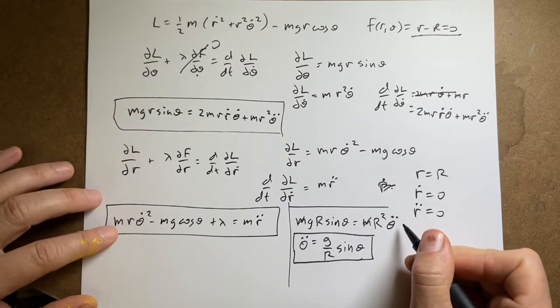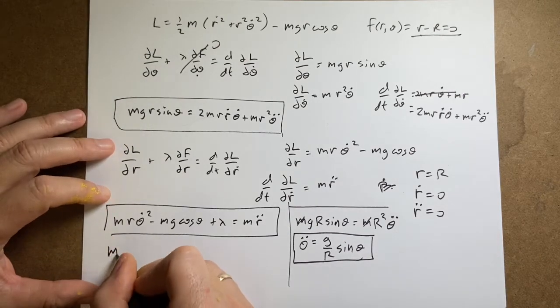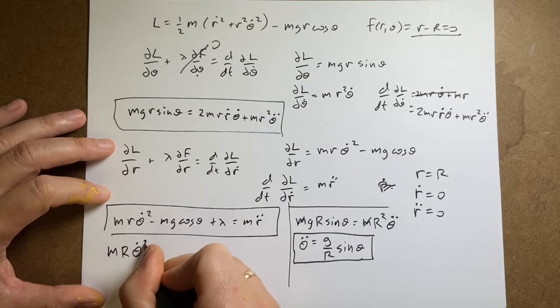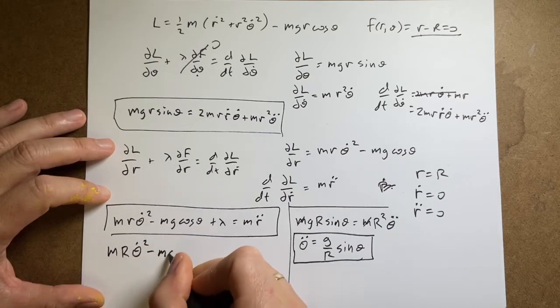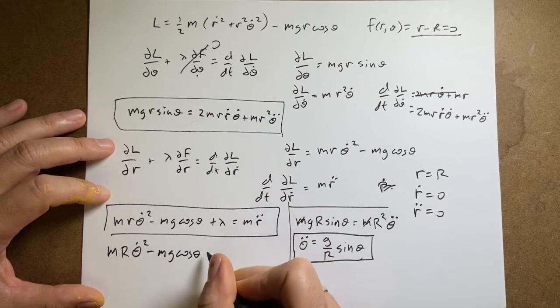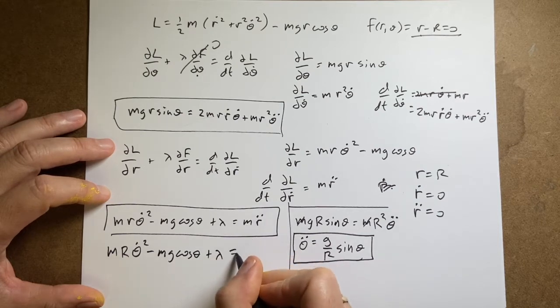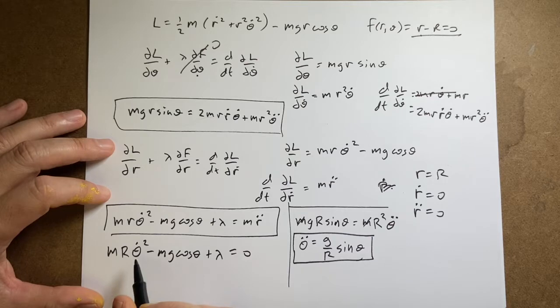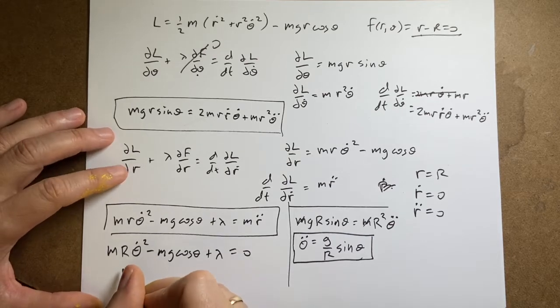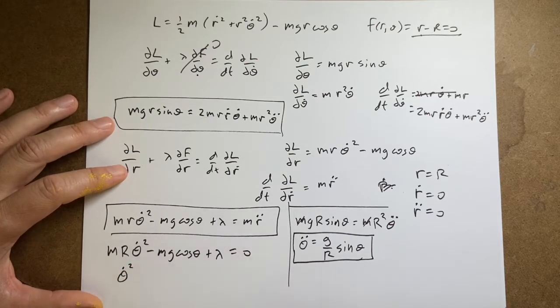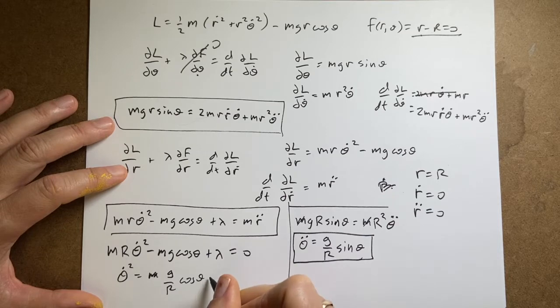Now let's do the same thing down here. I get m r theta dot squared minus mg cosine theta plus lambda equals 0. So let's solve this for theta dot squared. So I get theta dot squared equals, the m's going to cancel right there. It's going to be g, if I add that to both sides, I get g over r cosine theta minus lambda over mr.